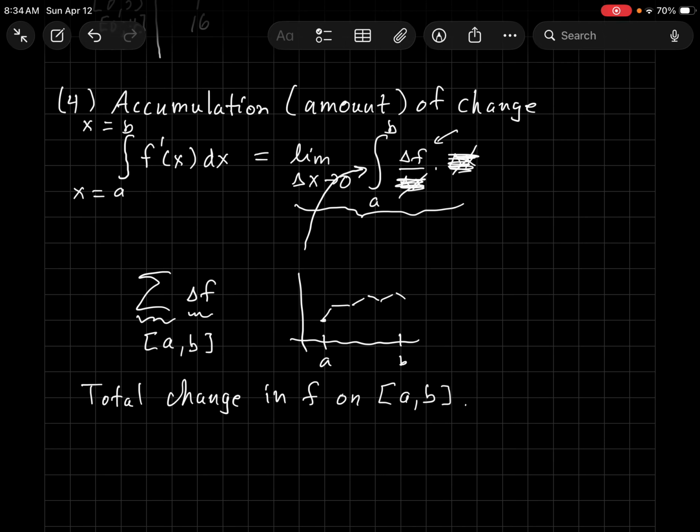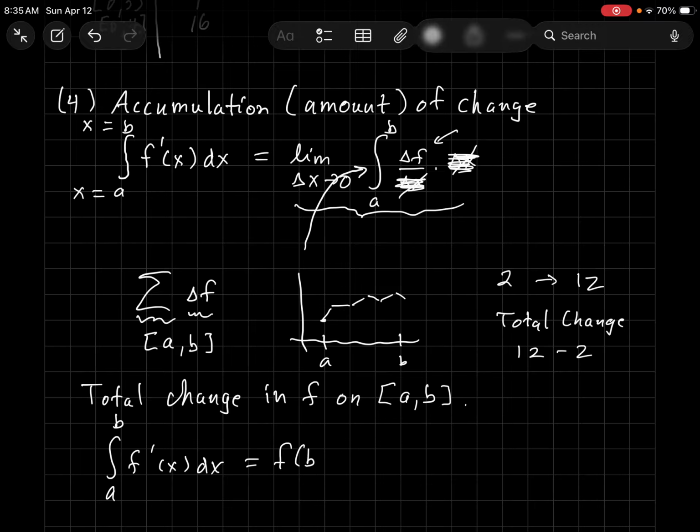Well, how do I find the total change in something? Just for a simple example, let's say I started at 2 and I ended up at 12. How do I find the total change there? Without thinking, you probably did 10, which of course is 12 minus 2. So the total change of f prime, that is the integral of f prime on the interval a to b, equals what? It is the total change of f on the interval a to b.